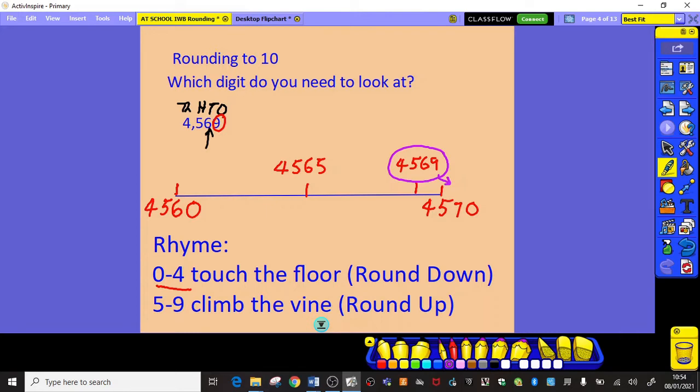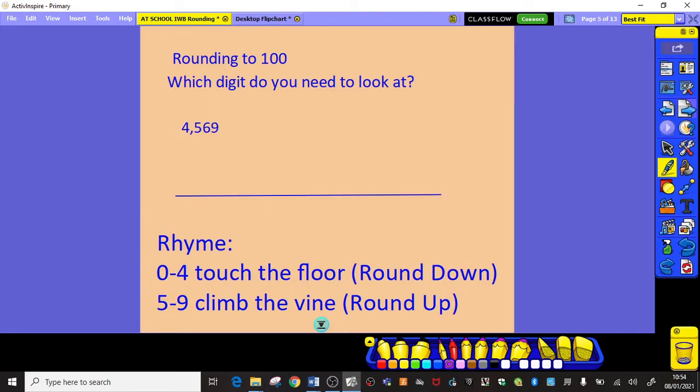If at any point you need to revisit this, then please do watch the video again. I'm now going to round to the nearest 100. I still have got the same number, 4,569. So I'm now looking at my hundreds column. I need to look at the number in the column before. This time it's a 6, and that will tell me whether I need to round my hundreds column up to 600 or keep it as 500. So I already know now that it's going to be 4,600.